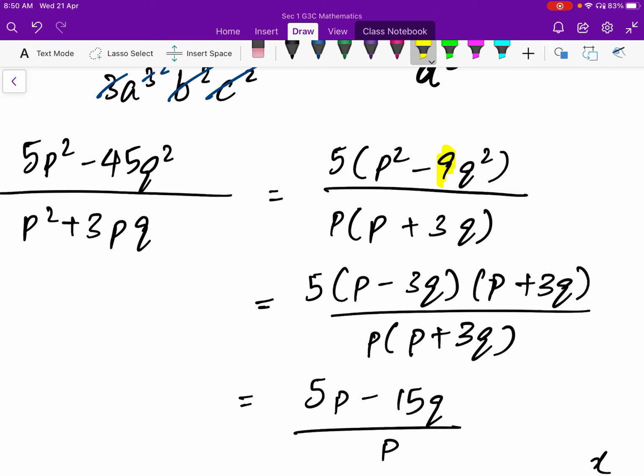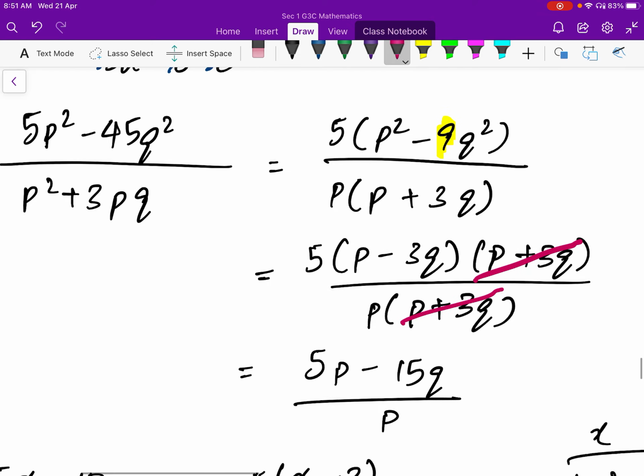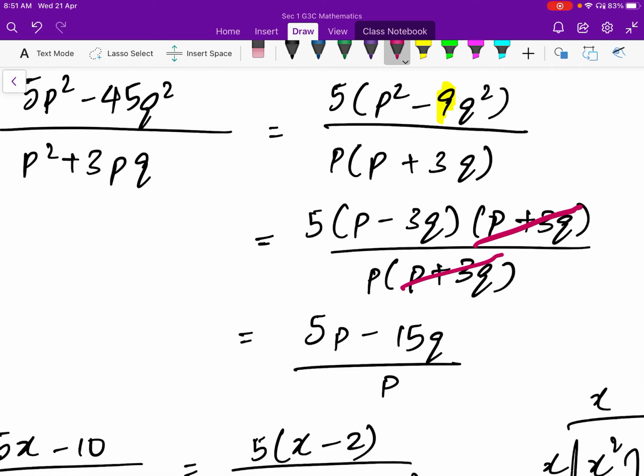So you may be thinking, wait, why is something so simple, 5p squared minus 45q squared, you make it so complicated, factorize it this way? Well, the reason is because in the denominator, we can factorize it again. P plus 3q multiplied by p. And we see the same p plus 3q appear. Then we can cancel. And now it is simplified to become 5p minus 15q over p. It is the simplified version now, compared to the original. Instead of squares, power 2s, no more already. It is now simpler.